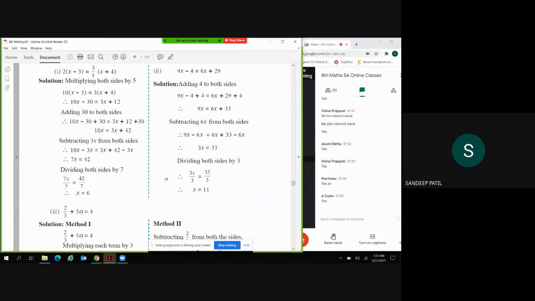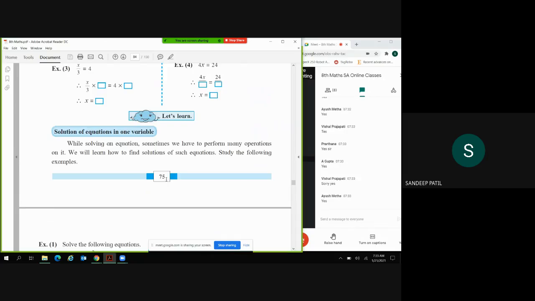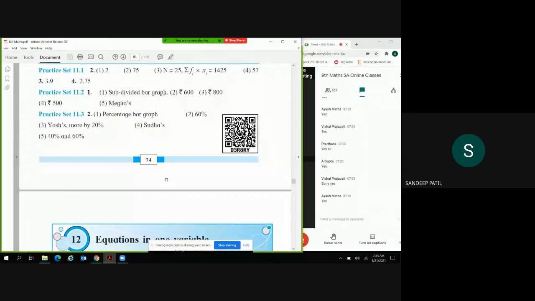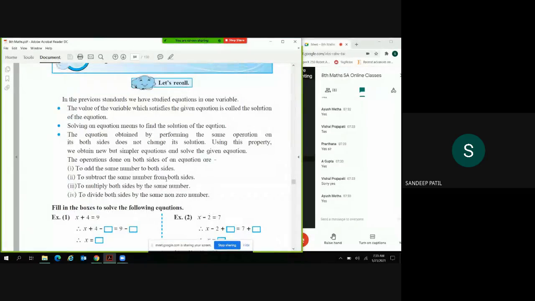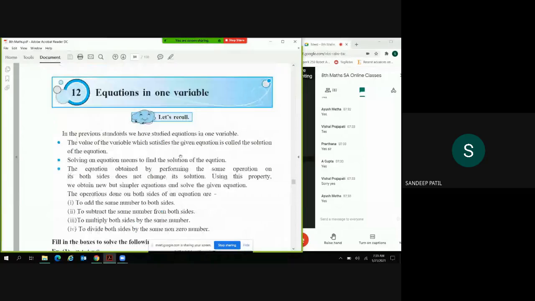So yeah, let's start with the chapter where we left off last week. This is about equations in one variable. I think we started this.